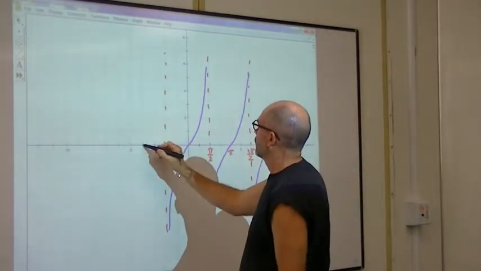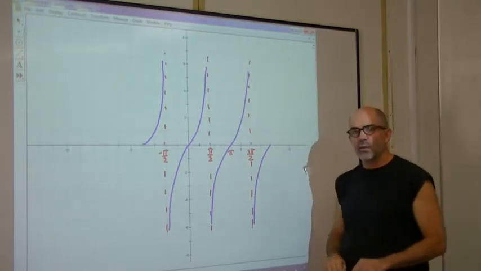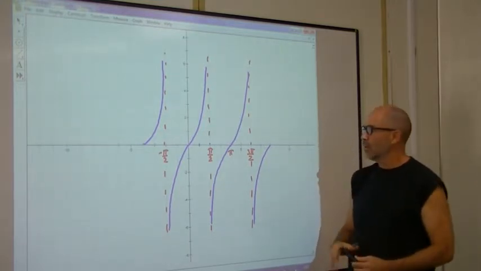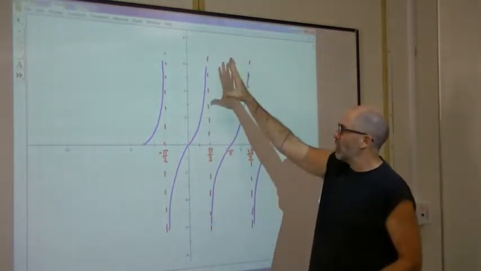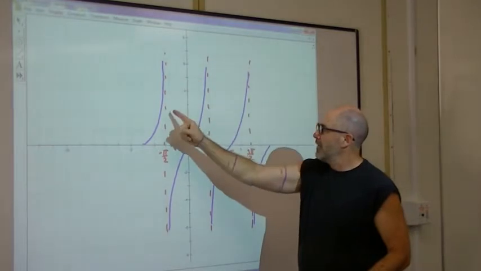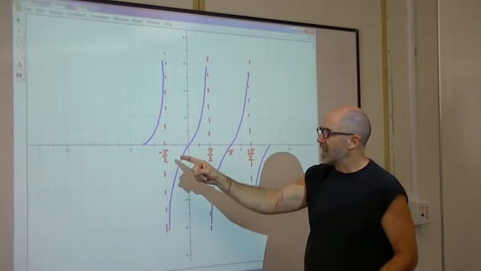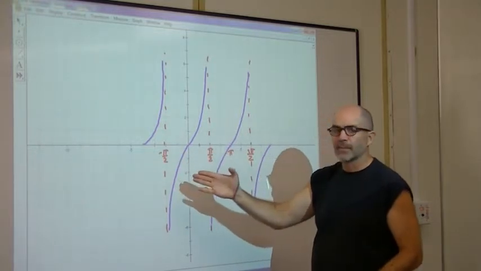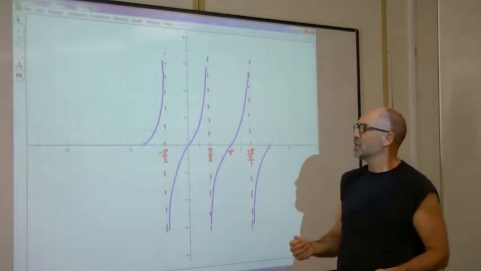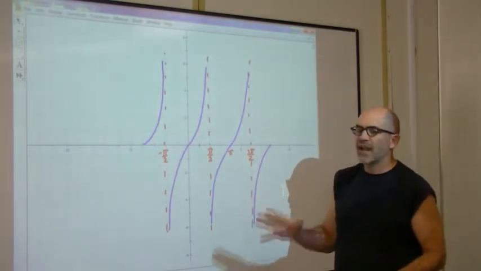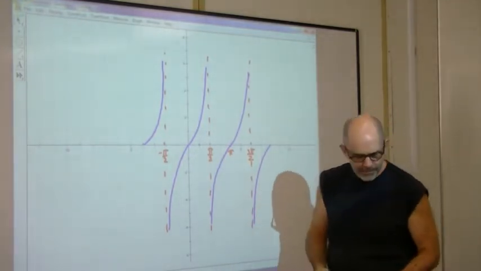Okay, so is this continuous everywhere in its domain? Well, yeah. If we look at one of these curves, it's continuous from the asymptote to the asymptote. It's not continuous at the asymptotes, but at those asymptotes, the function isn't defined. So a trig function is going to be continuous everywhere that it's defined, everywhere that it's in its domain.